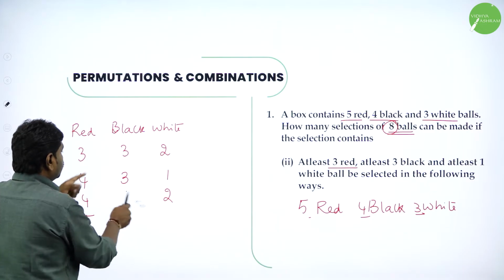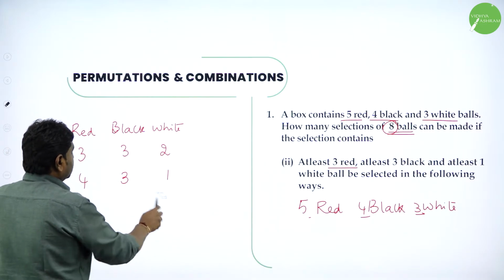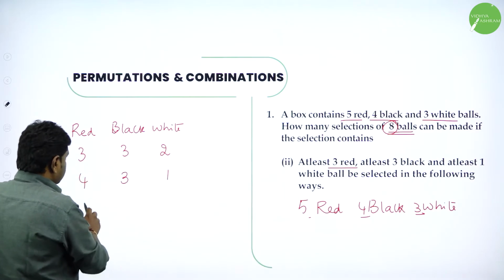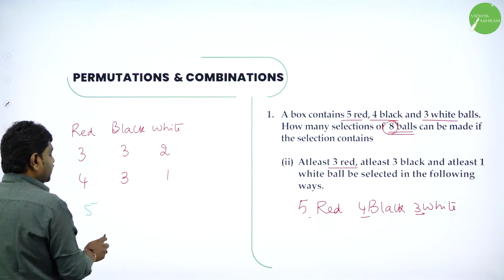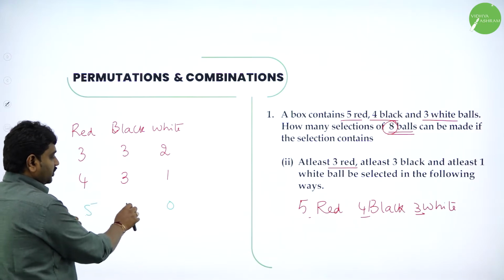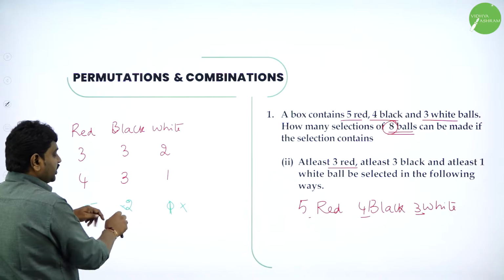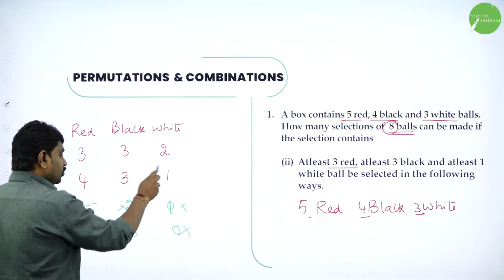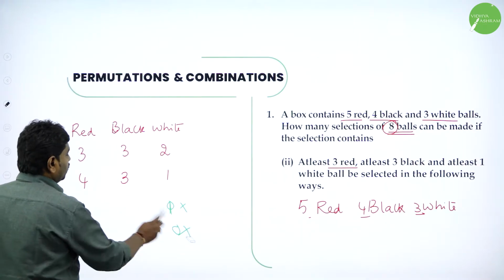Both should be at least 3, so I cannot take more than 4 here. If I take 4 here, I can take 3 here, 1 here. If I take 5 here, 5 to 1 is not possible, because at least 3 should be there. If I take 3 and 0, this is also not possible. This should be at least 1. So only 2 possibilities: one is 3 to 2 and this.